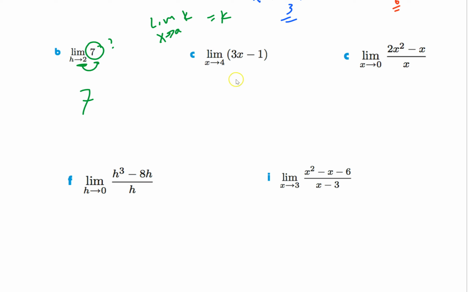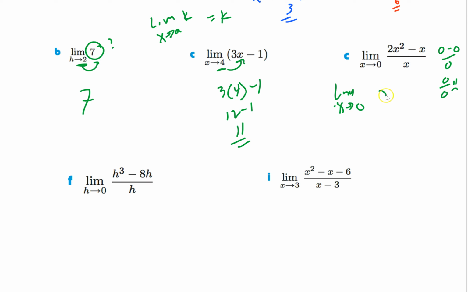Look at here. Limit as x approaches 4. Plug that 4 in. I get 12 minus 1, and 11. Done. C. Plug in 0. You can see already there's issues. 0 minus 0 over 0. So that means we got to factor. That's the only way we know how to fix it right now. So you can factor out the x on top: 2x minus 1 over x. These cancel. And now you can plug your 0 in. 2 times 0 minus 1. Negative 1.